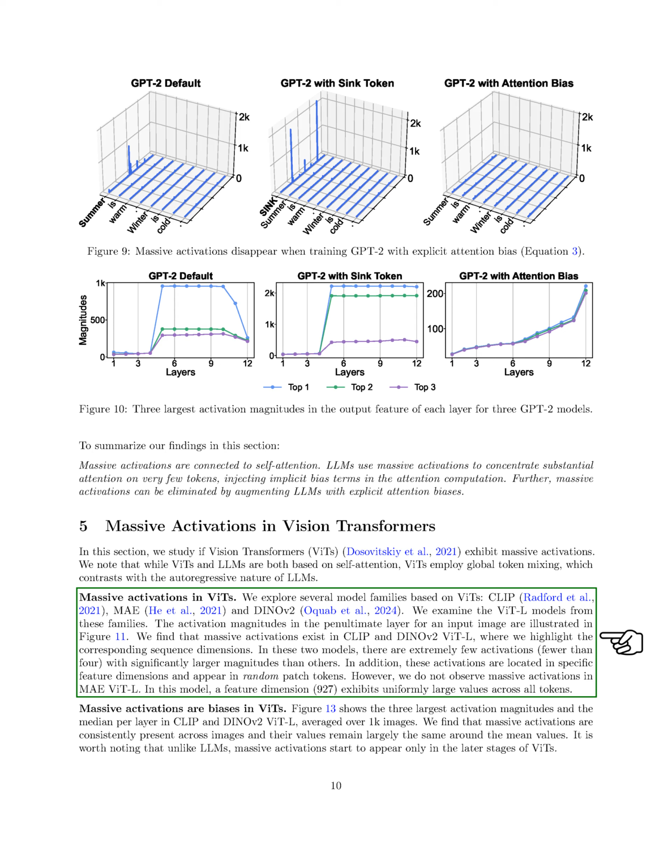For instance, CLIP and DINOv2 models show a few activations with significantly larger magnitudes, while MAE models do not. These activations in ViTs act as fixed biases, crucial for the model's performance. Interestingly, when we modify these activations, the performance varies, highlighting their importance.